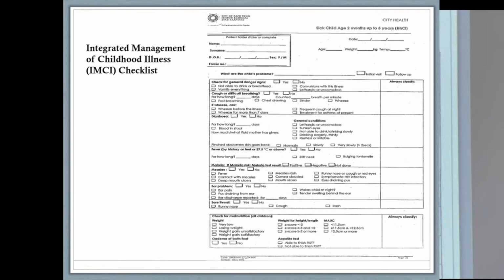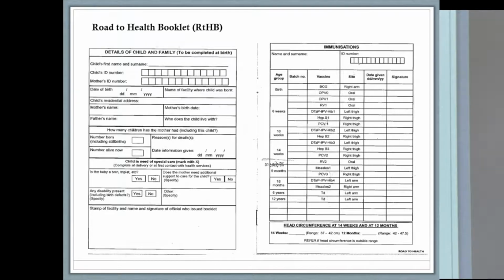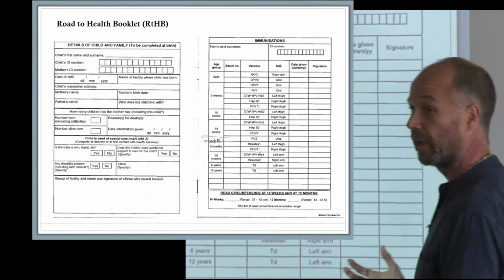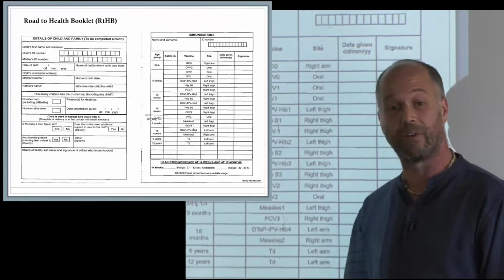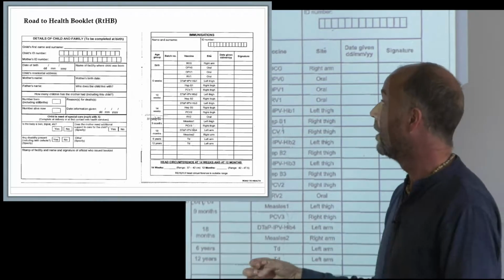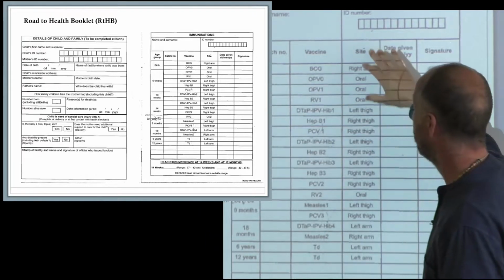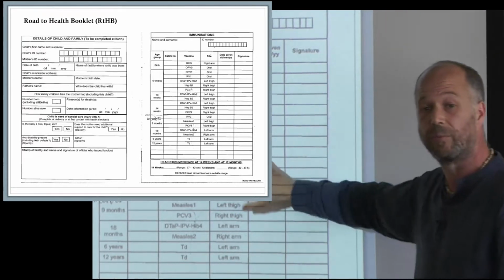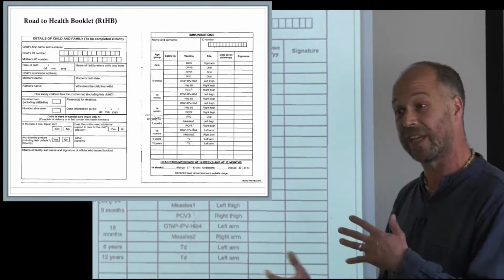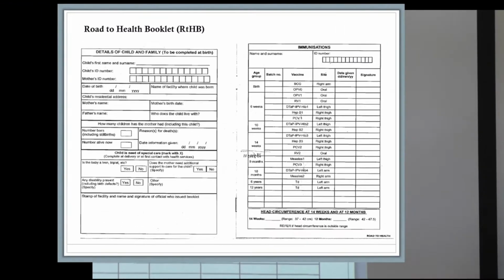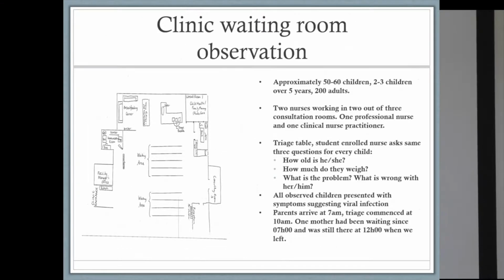And then the third document that is used within consultations is the Road to Health booklet, which is like a medical record, a paper record which the caregiver brings. And this is where you record the child's development and you note immunisations. So that's just one page. So you can see there's 3 different texts in operation within these consultations.